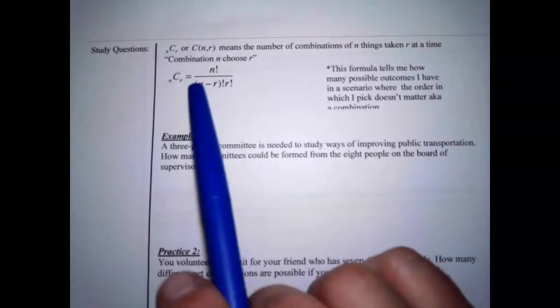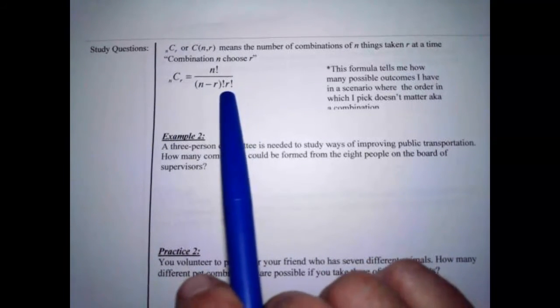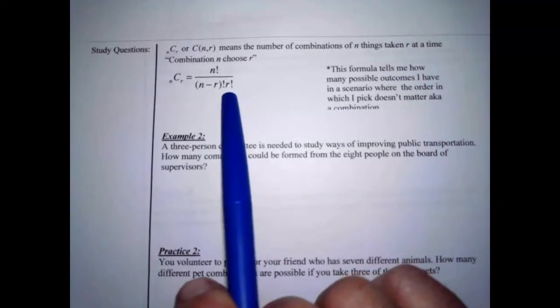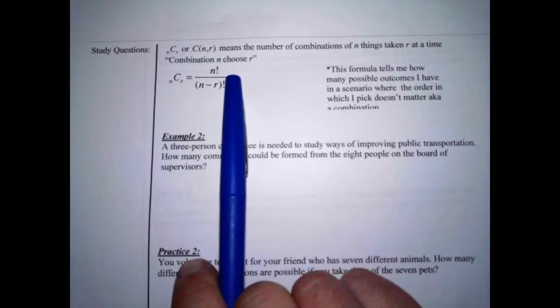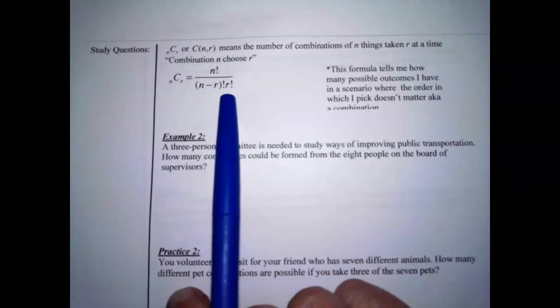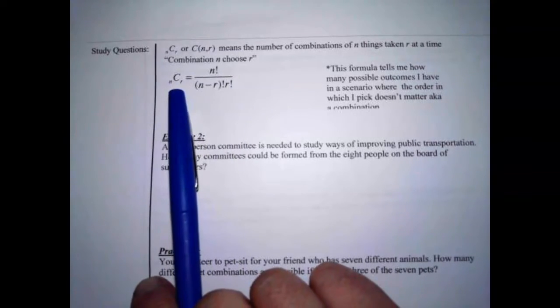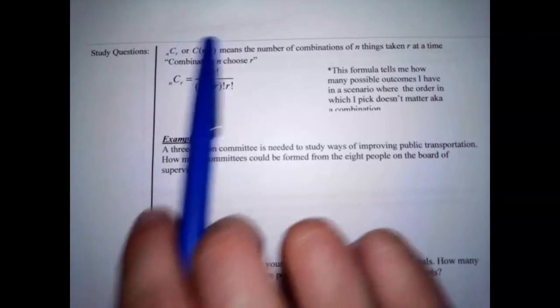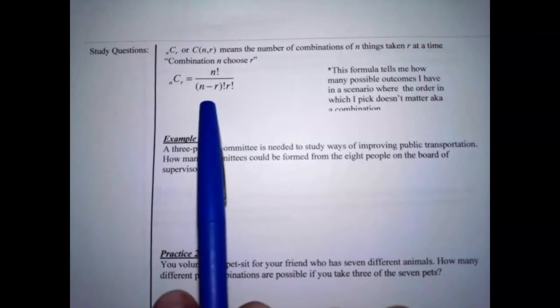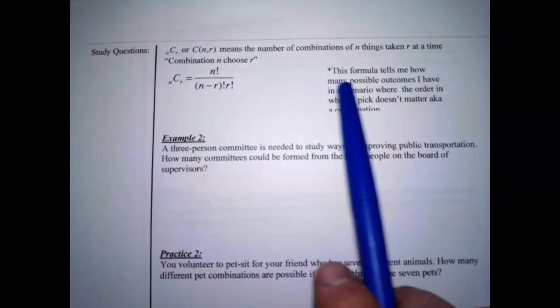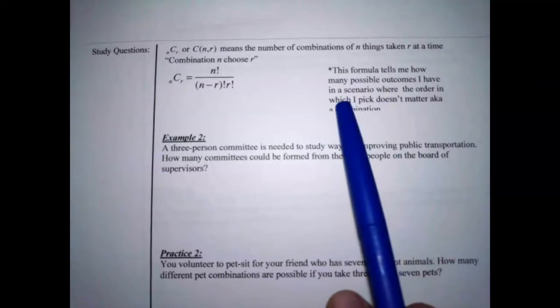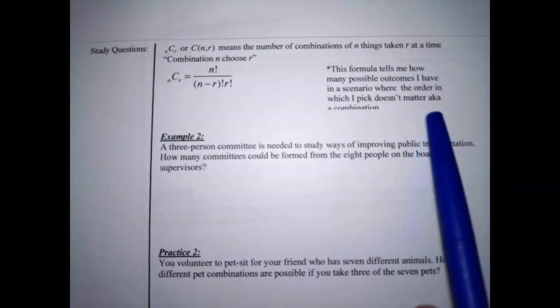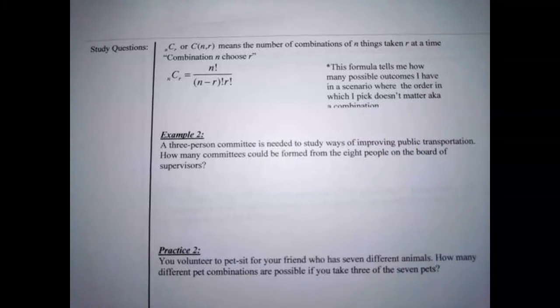And you can see it's different than the permutation formula by adding in this extra r factorial. Without that r factorial there, it's the exact same thing as the permutation formula, but throwing in that r factorial, it is not the same. It's similar to the permutation one, but not the same. This formula tells me how many possible outcomes I have in a scenario where the order in which I pick doesn't matter, aka a combination.